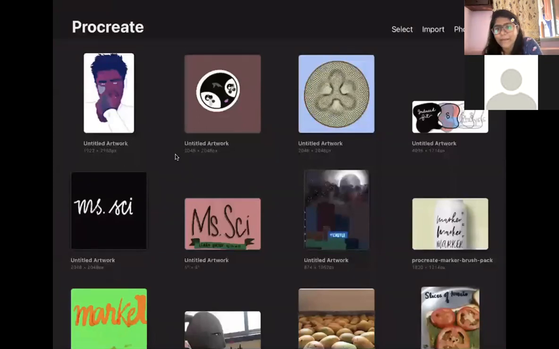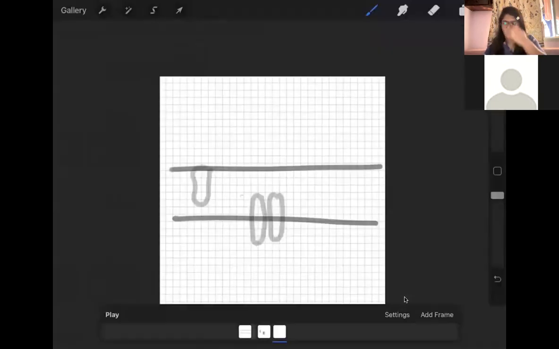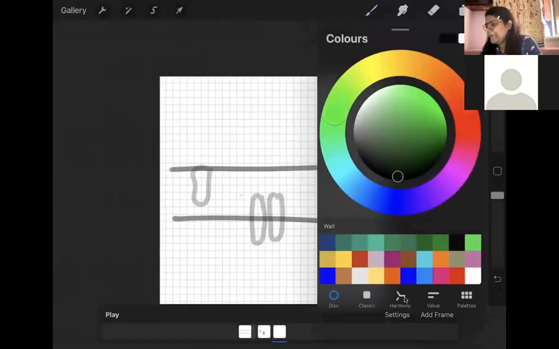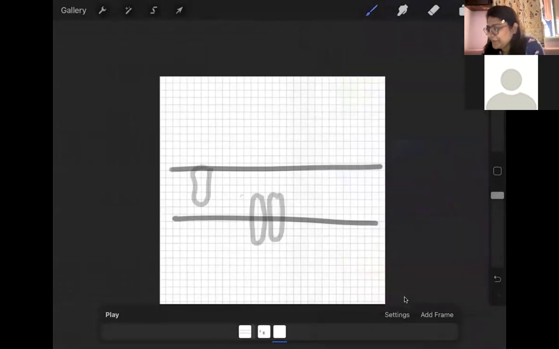Sorry. Are you drawing something? Yes, is it not visible? Okay, just give me a second. For some reason it did not share. Is it visible now? Are you able to see my screen now? Yes. Yeah.